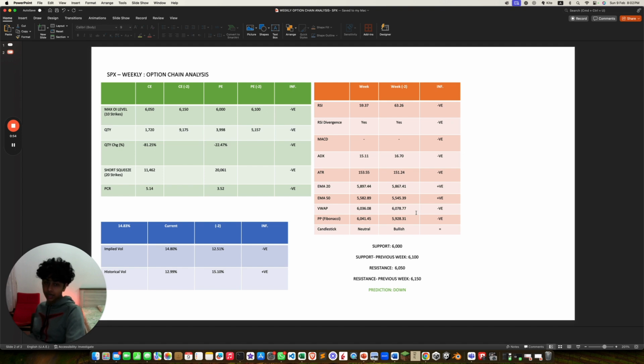Both EMAs are higher, that's two positives. VWAP is lower, that's negative. Pivot point is higher, that's a positive. And the candlestick is neutral.